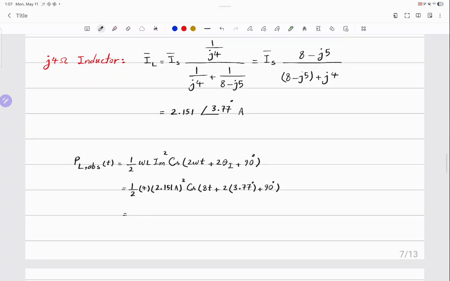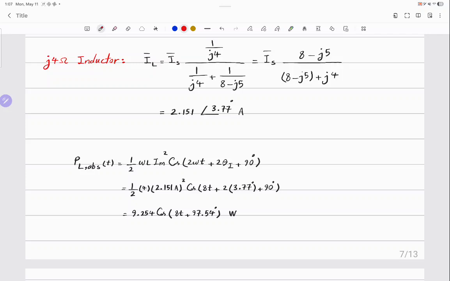It's equal to, I have it as 9.254 cosine 8t plus 97.54 degrees watts.